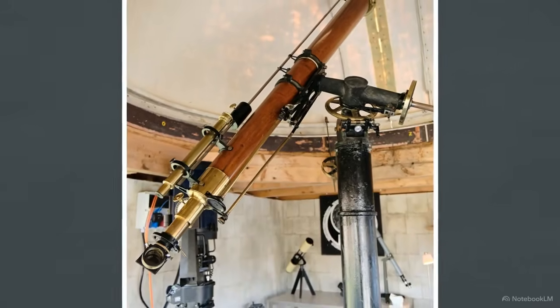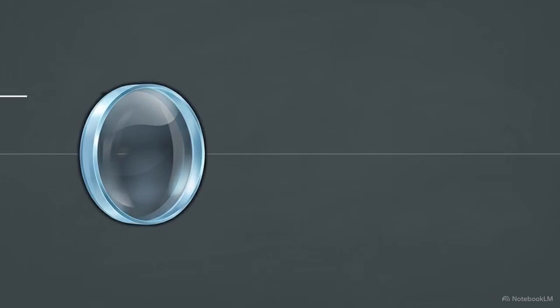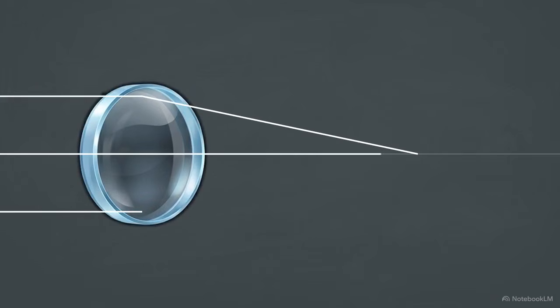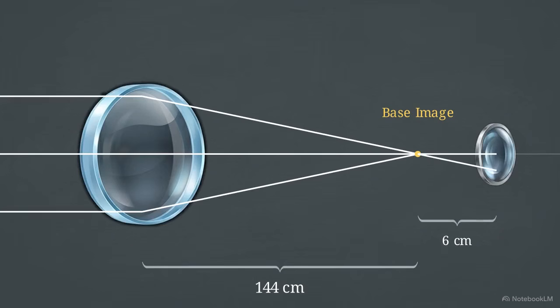Consider an astronomical telescope in normal adjustment. The objective lens captures parallel incoming rays originating from optical infinity. In this specific telescope, the objective has a focal length of 144 centimeters. These incoming rays converge at that exact focal point, forming a real intermediate base image. This completes the first step of our sequential loop. An eyepiece lens is placed 6 centimeters away, designed solely to act as a simple magnifier analyzing that intermediate image.